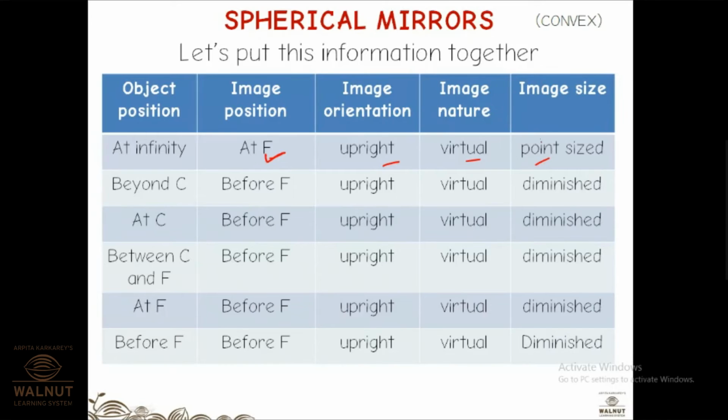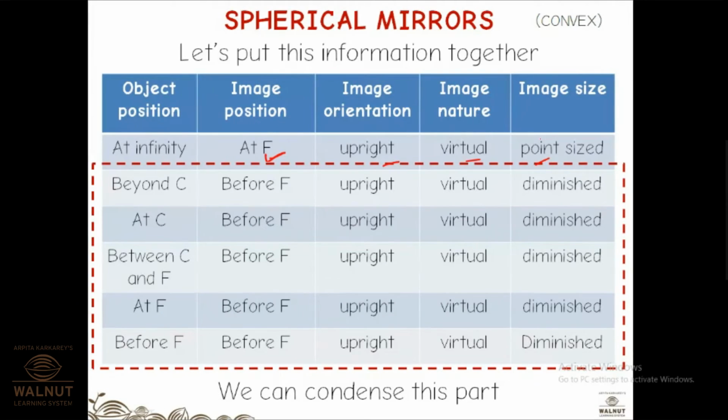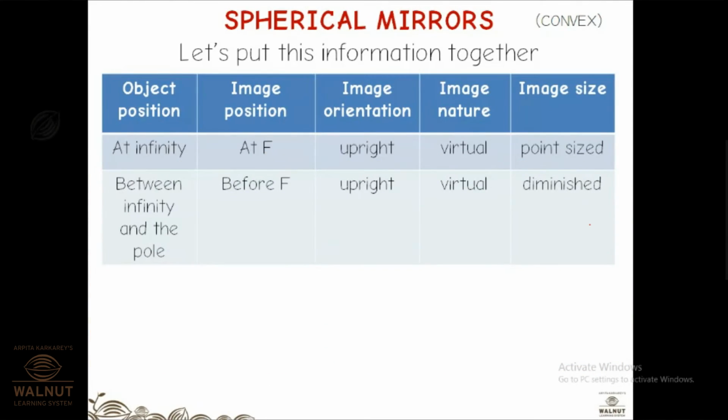Understood? So now we can condense this part because as you can see, all the information from here to here is the same. So what we can write instead is, if the object is placed between infinity and pole, means at finite distance, then the image will be formed before F. It will be upright, virtual and diminished. But if the object is placed at infinity, then the image position will be at F, that is focus. It will be upright, virtual and a point size image will be formed. Means very, very small.